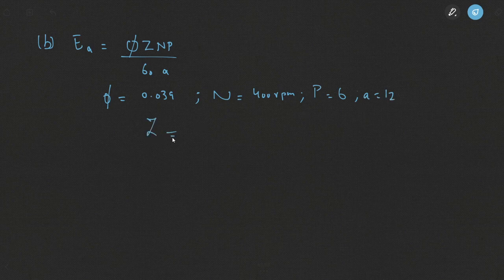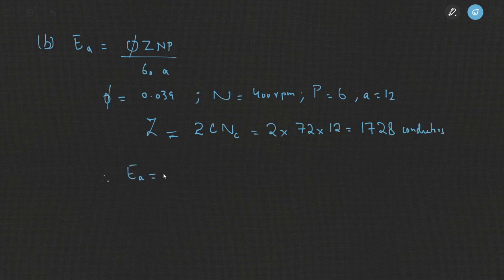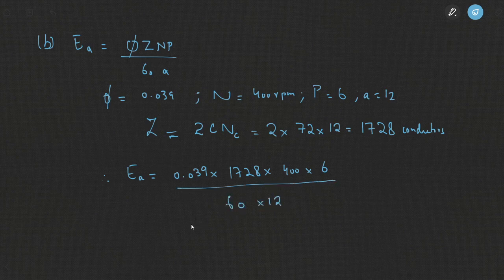Z we know is equal to 2 into C into number of turns, that is, 2 into number of coils into number of turns. There are 72 coils, each having 12 turns. So 2 into 72 into 12 is equal to 1728 conductors. Therefore, EA is equal to phi, that's 0.039, into Z, that's 1728, into N, which is 400, into P, which is 6, divided by 60 into 12. You can calculate this and you should be getting 224.6 volts.